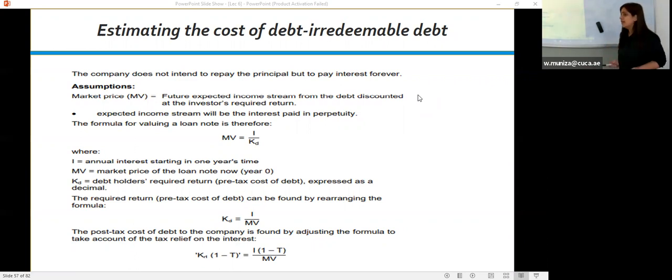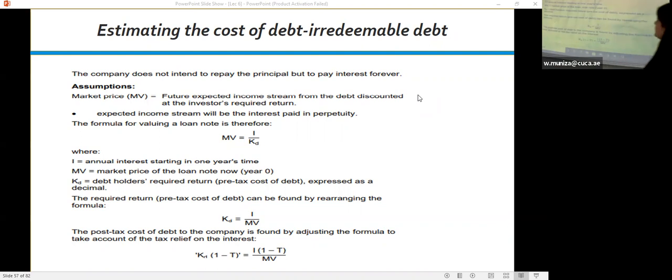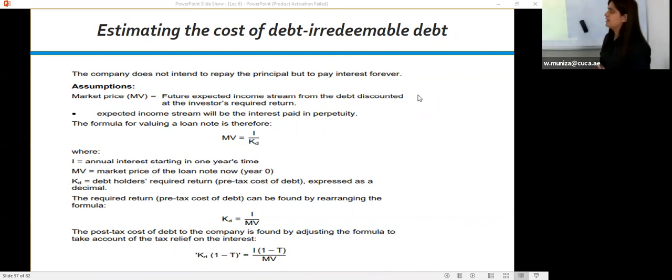So students, what is the required rate of return for this? When the debt is never going to be repaid, this is the present value of the interest payments in the future. So the company does not intend to repay the principal, but to pay interest forever. That is why the market value is equal to the future expected income stream from the debt discounted at the investor's required rate of return. So what is the market value? Future expected income stream. What is the future expected income stream? Interest amounts, which are discounted at the investor's required rate of return. The expected income stream will be the interest paid in perpetuity.